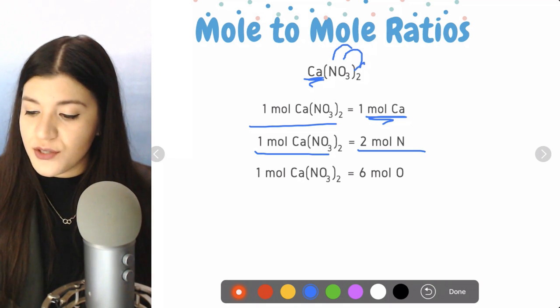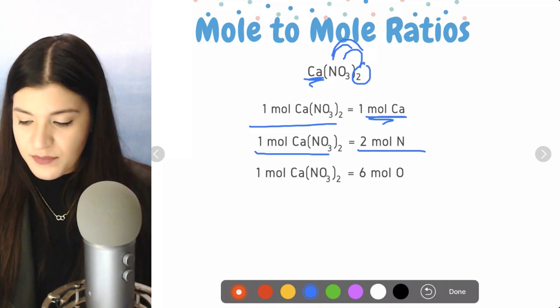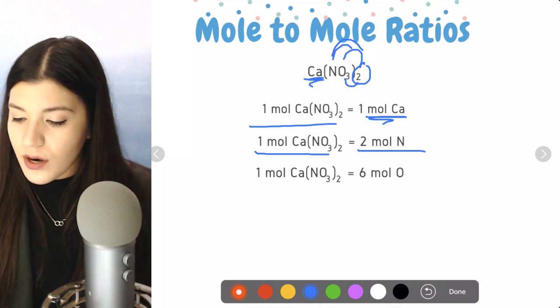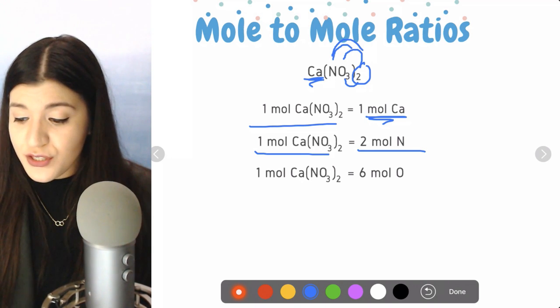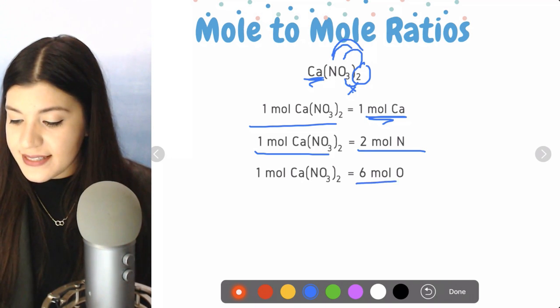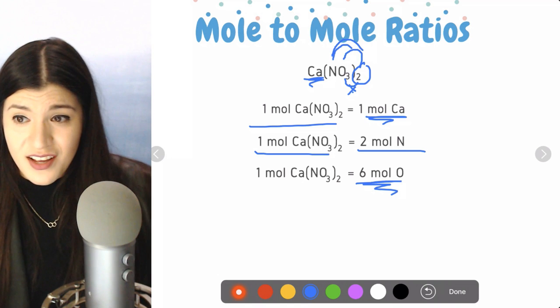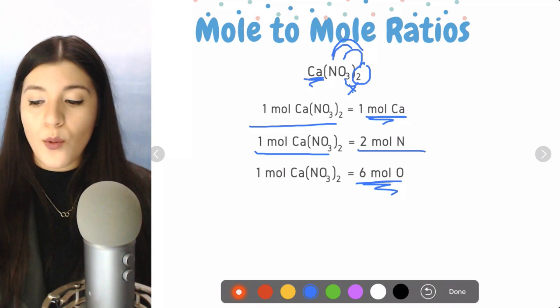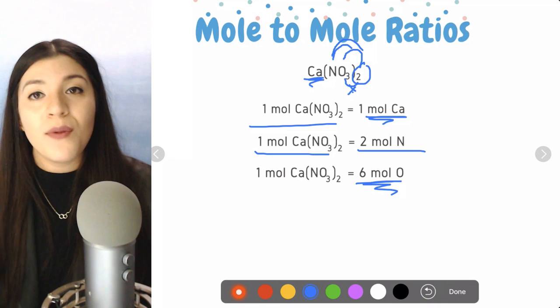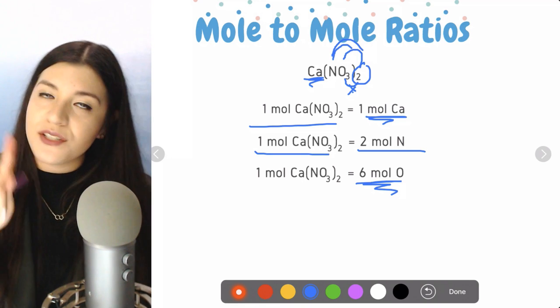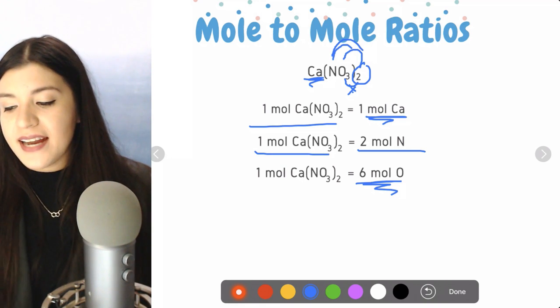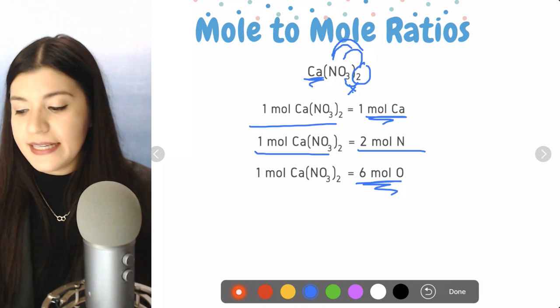Why? Because of this 2 subscript, because we had to distribute there. And then the same thing goes for this last part, where we're actually multiplying 3 times 2, and that's why we're getting this 6 here of oxygen. So I highly recommend knowing where those mole ratios come from. Those are the 2 things: coefficients in balanced equations, and any subscripts we may have in a compound or molecule overall.